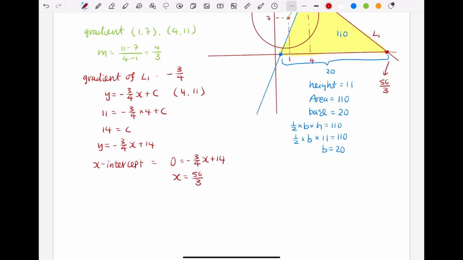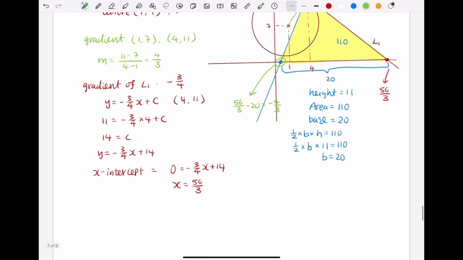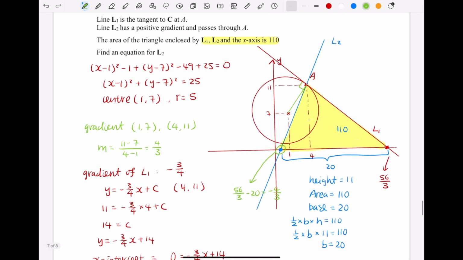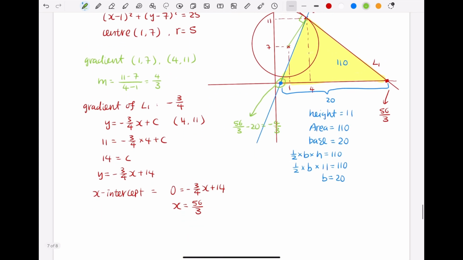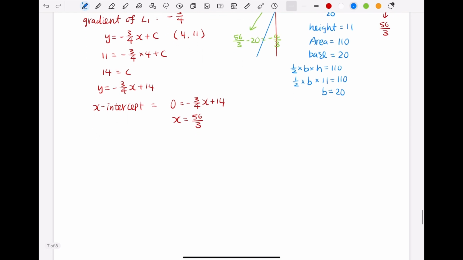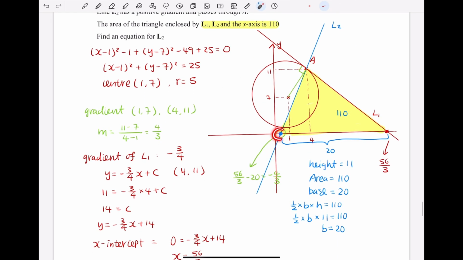We know the length of the base is 20. Therefore, to work out the coordinates of this point here, we will need to do 56 over 3, take away 20, which is negative 4 over 3. So as you can see, my sketch initially isn't correct. This point should be on the negative x-axis, but it doesn't matter, because what we need to do now is work out the gradient of L2. We now have 2 points: this x-intercept, which is negative 4 over 3, 0, and also point A, 4, 11.